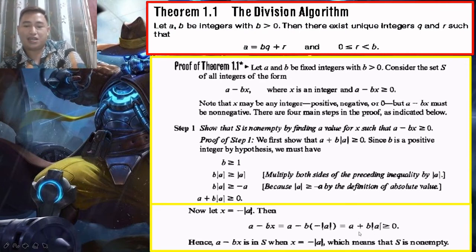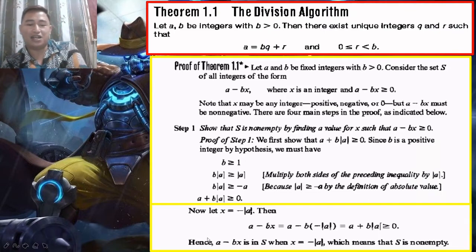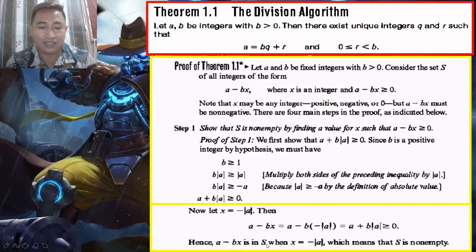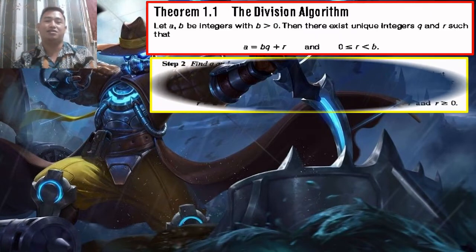So kani siya, ang forma niya is a minus bx. Okay, with this x, hence, a minus bx is in S when x is equal to negative absolute value of a, which means that S is non-empty. Okay, so dili na empty ang atong S.